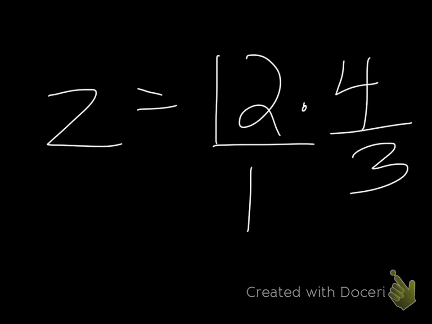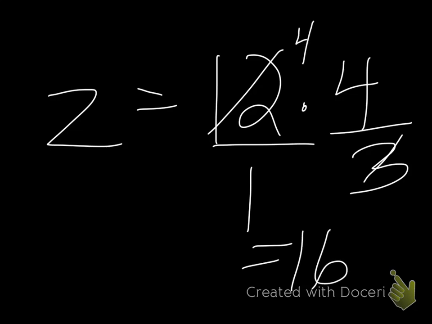And we can do a little bit of crossing out. Divide this by 3, divide this by 3, and we would get 4. So it would be 4 times 4, so 16 is equal to z. So that's all there is to it. Multiply by the reciprocal and do it to the other side.